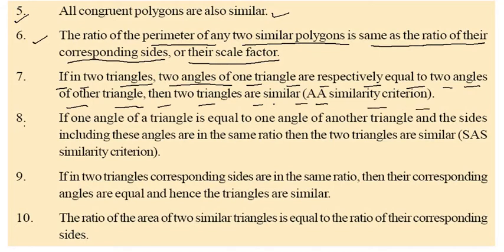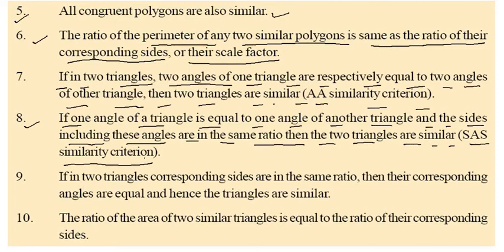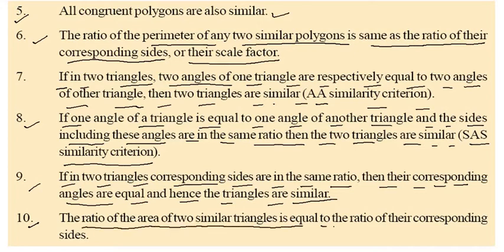Now, the eighth one. If one angle of a triangle is equal to one angle of another triangle and the sides including these angles are in the same ratio, then the two triangles are similar. That is the SAS similarity criterion. Now, the ninth one. If in two triangles corresponding sides are in the same ratio, then their corresponding angles are equal and hence the triangles are similar. Now, the last point. The ratio of the areas of two similar triangles is equal to the square of the ratio of their corresponding sides.